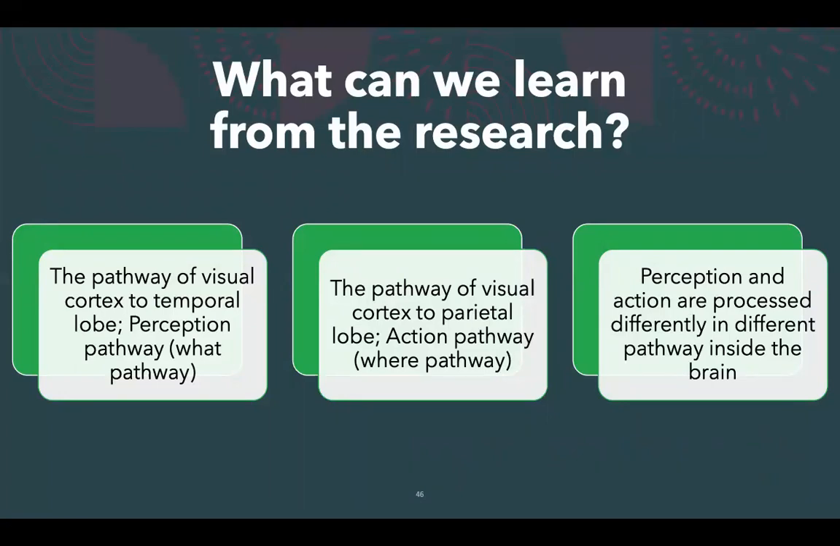So the perception pathway corresponds to the what pathway we described in conjunction with the monkey's experiments, right? And the action pathway corresponds to the where pathway. Some researchers refer to the what and where pathways, and some to the perception and action pathways. But whatever the terminology, the research shows that perception and action are processes in two separate pathways in the brain.